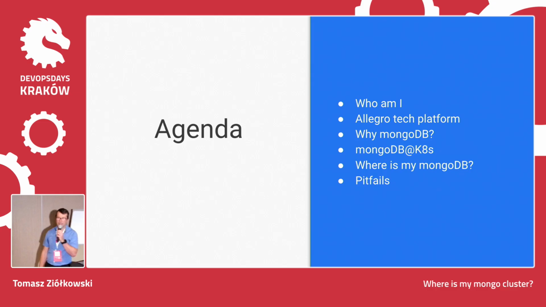So let's start with the agenda. At the beginning, I would like to talk a few words about myself. Next, I will talk a little about the Allegro tech platform to set the scene for the further consideration around Kubernetes and Mongo and the cross-section between them. Next, I will talk a little about why MongoDB is so popular as the database for microservices in Allegro, and why we decided to shift this workload to Kubernetes.